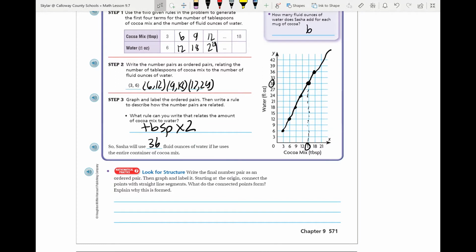Alright, and we kind of answered that bottom question right there. We were to write down the final number pair as an ordered pair. We didn't actually do that. Let's go ahead and write that. It was 18, 36.